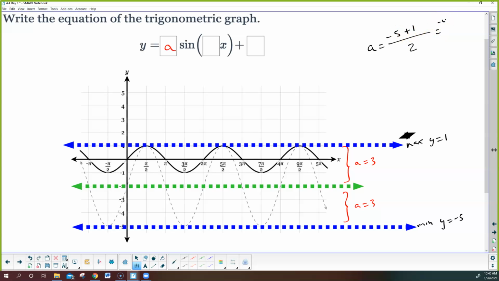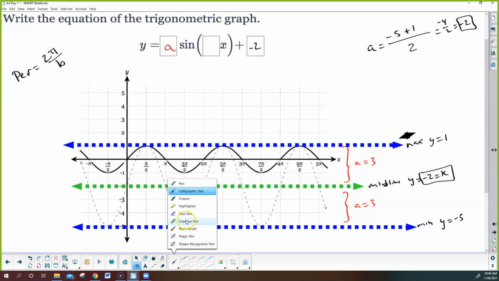So what do we get? We get -4/2. There's my midline. All right, so midline is at -2, and that is your k. Right, so k is equal to -2. And then the last thing we need is just that b value. So how do we do the b value? That's where you find the period is equal to 2 pi over b.